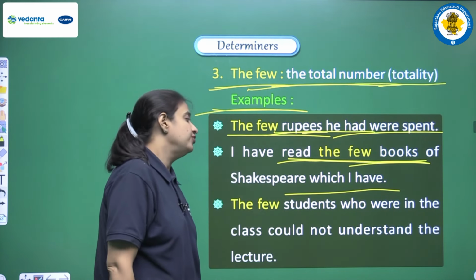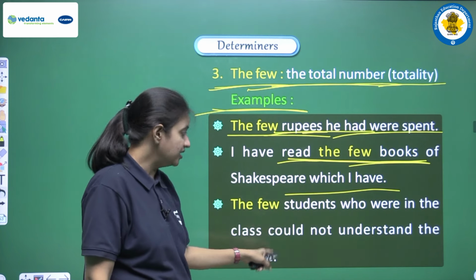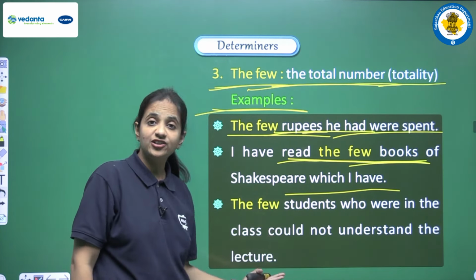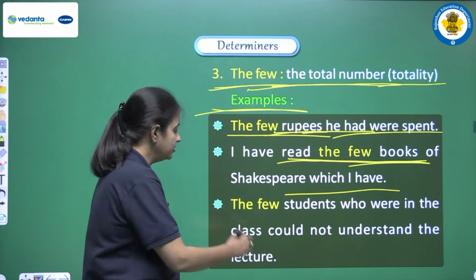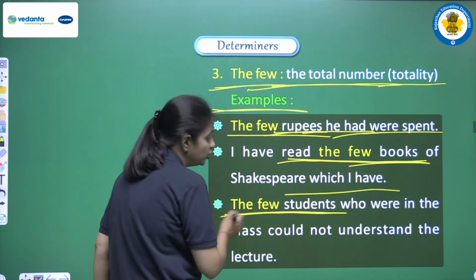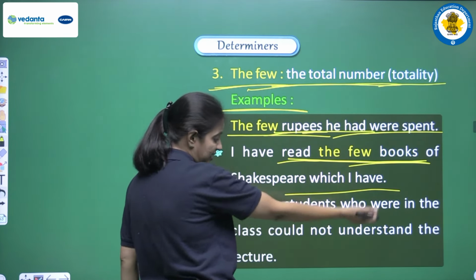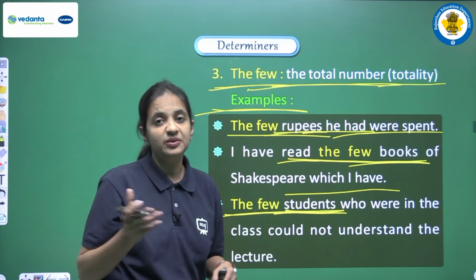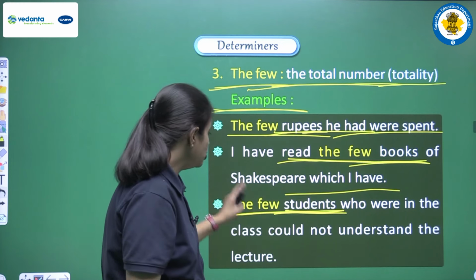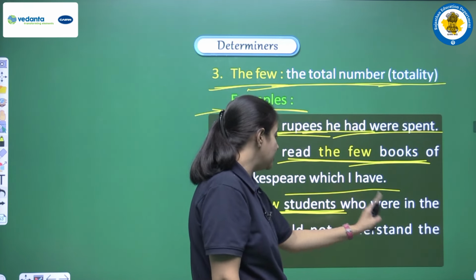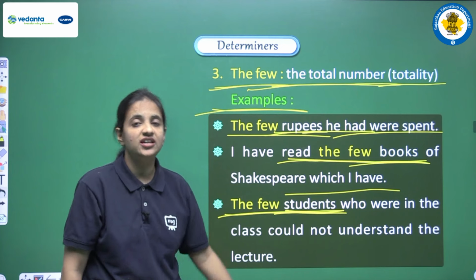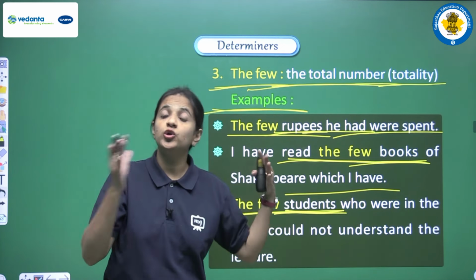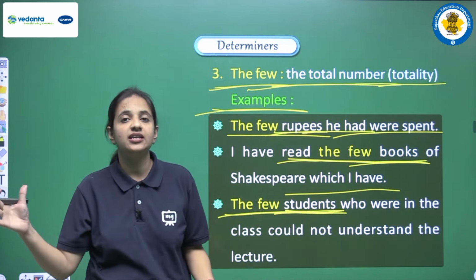Next is the few students who were in the class could not understand the lecture. So now in this sentence we are talking about the total number of the students who were there in the class. So we are making a sentence and we are saying that class में जितने भी students थे, so all the students, they were unable to understand the lecture. So again we are talking about the total number of the students who were there in the class.